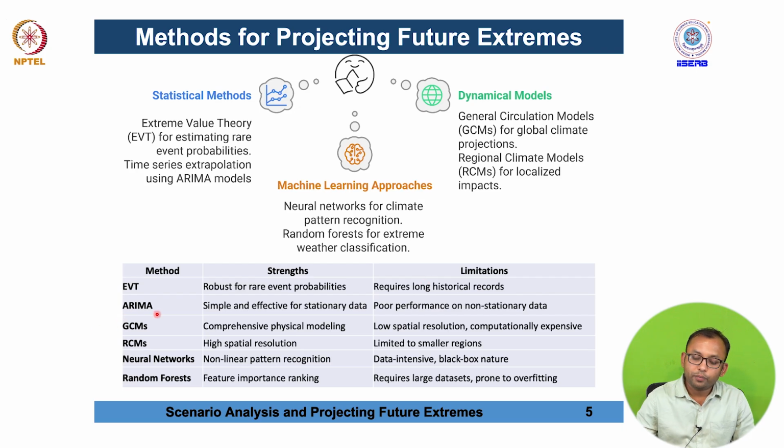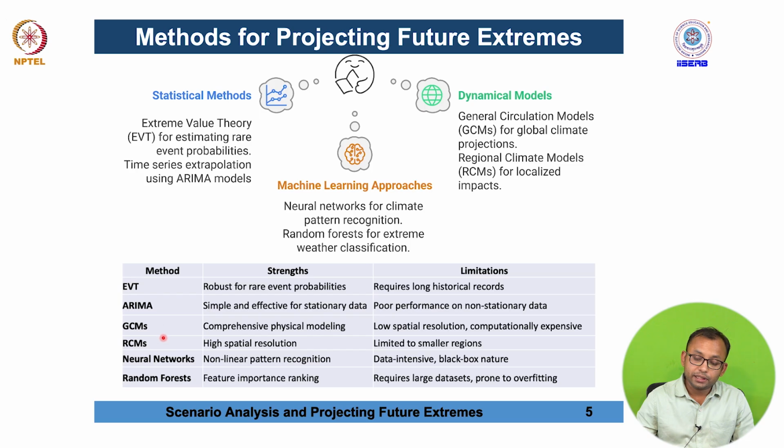Then we have the ARIMA type model, the autoregressive moving average model, which is simple and effective for stationary data. Suppose your data is non-stationary, there is a trend in the data, or there is a significant jump in the data. In that scenario, your ARIMA model probably will not work, it can give poor performance, and there is some uncertainty and error in your predictions.